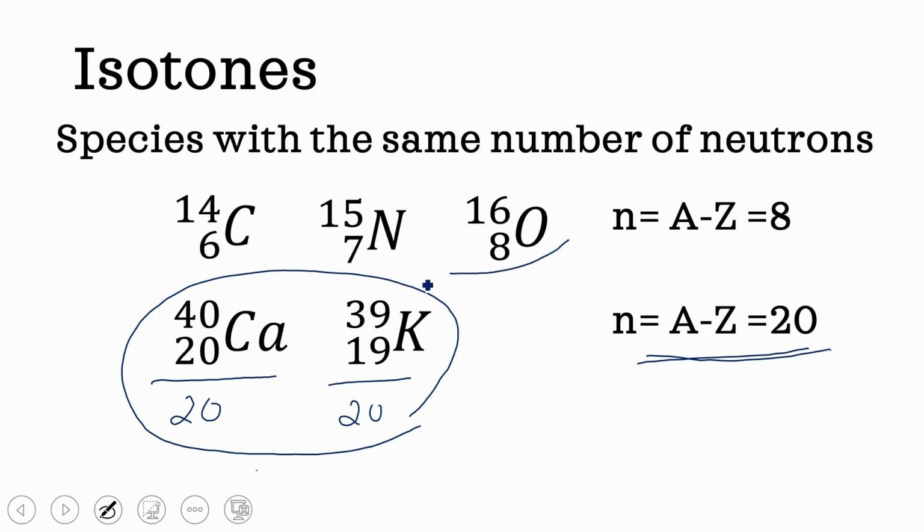So two pairs of isotones we have studied: carbon, nitrogen, oxygen, and calcium, potassium. These are two sets of isotones. So what does iso mean? Iso means same. So you have studied isotopes, isobars and isotones.